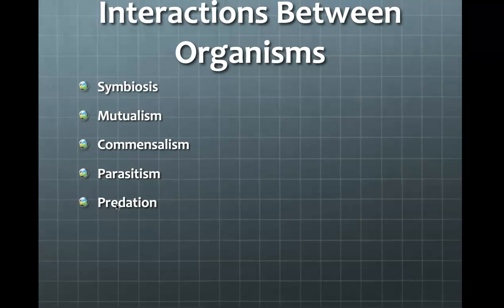Well, it turns out that those can be classified into 5 basic categories. You've got symbiosis, mutualism, commensalism, parasitism, and predation. And of course, we will talk about each of those. Some of you still writing that list down, so I'll give you a moment more.